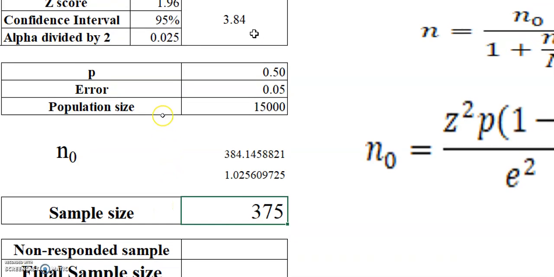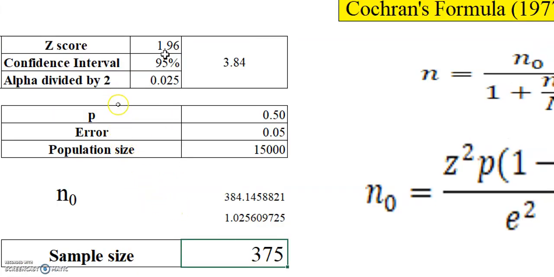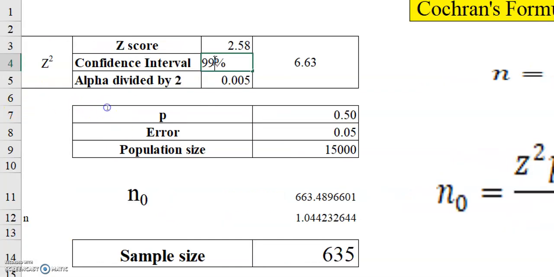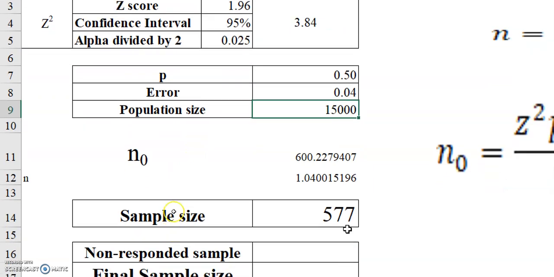So if you increase the confidence level, our sample size will increase. If you want to reach a 99% confidence interval, then your sample size would be 635. Or if we want to change the error term to 0.04, then your sample size would be 577. If you increase the population size, then the sample size will also increase. Suppose it is 150,000, then the sample size is 382.